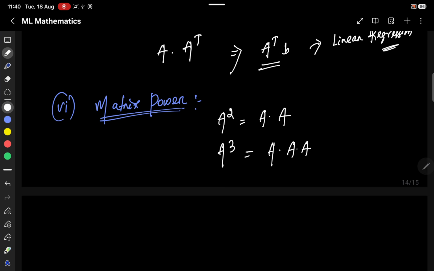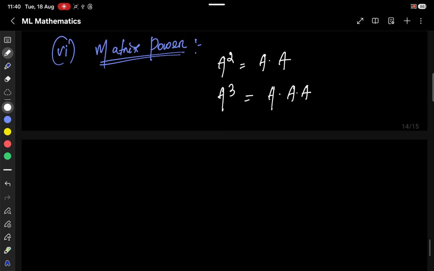That means the more power you have, the more multiplication you will have. So what does that mean? Repeated multiplication is happening.